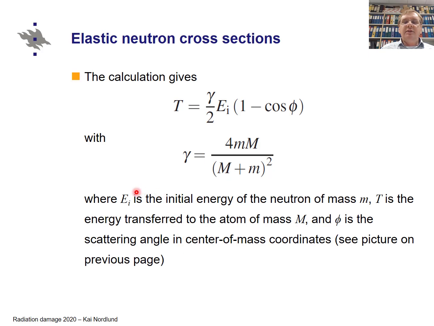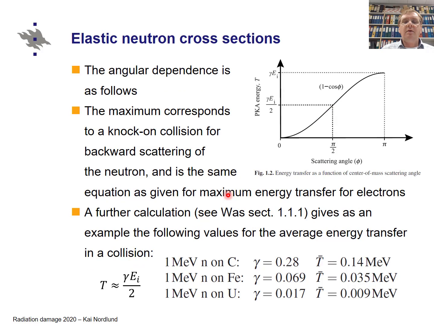And here you see that it's proportional to the initial energy of the neutron, and then depends on the masses of the neutron, small m, and the nucleus, big M, according to this equation. And this will have an angular dependence of the shape shown here. Here again, the maximum is a direct head-on collision, which means the neutron would scatter backwards.